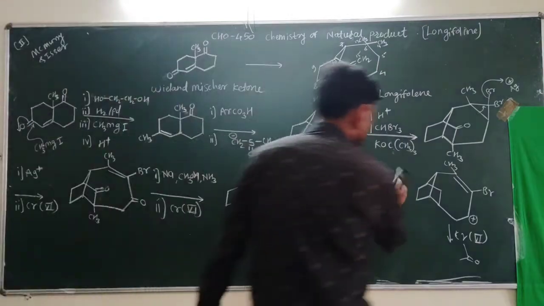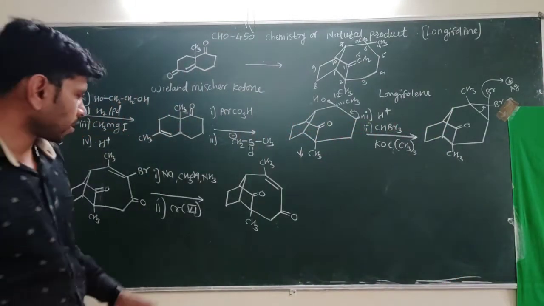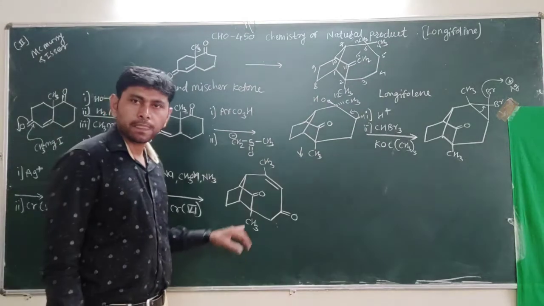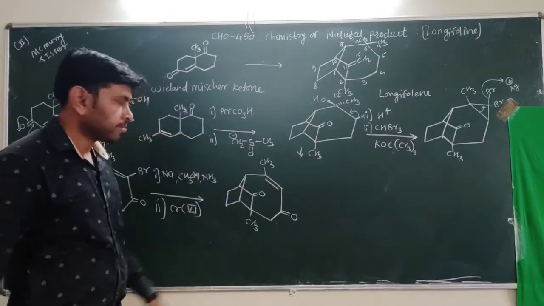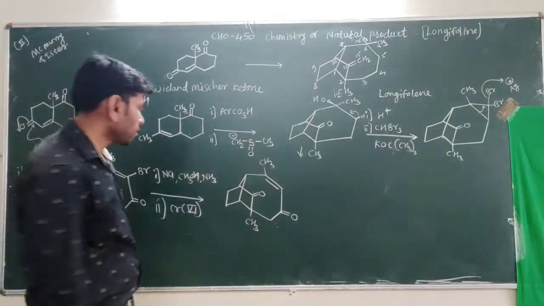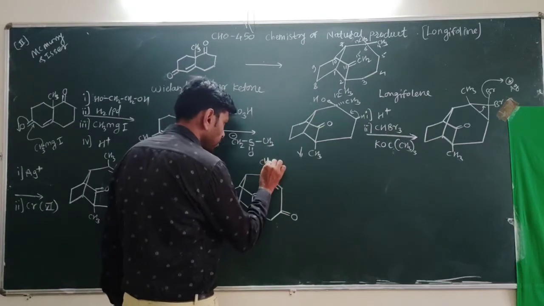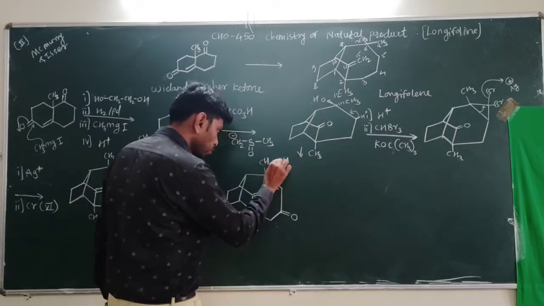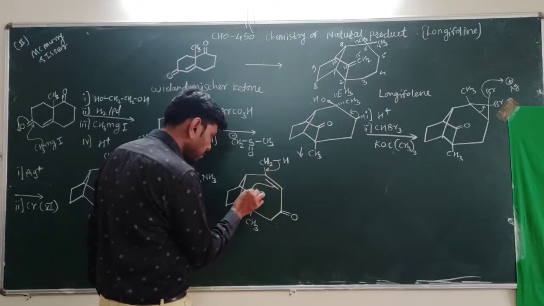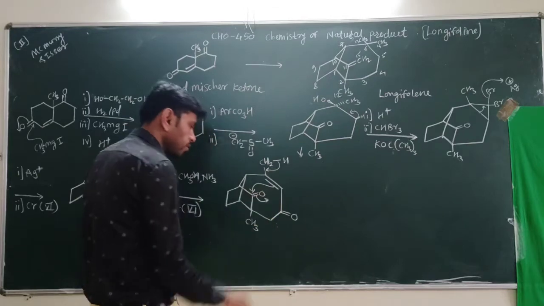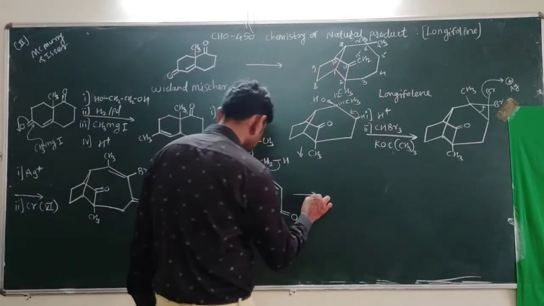Now in the next step, this molecule is not much stable. This molecule is in tricyclic form, but it converts to tetracyclic form. How does it convert? See here, CH to this hydrogen. So this hydrogen shifted, electron shifted here, and this attacks here, and there is a formation of the tetracyclic product.